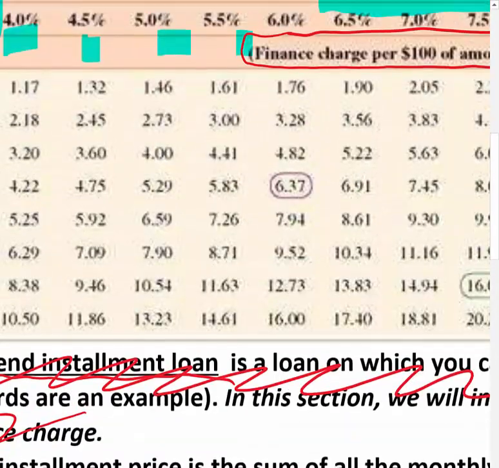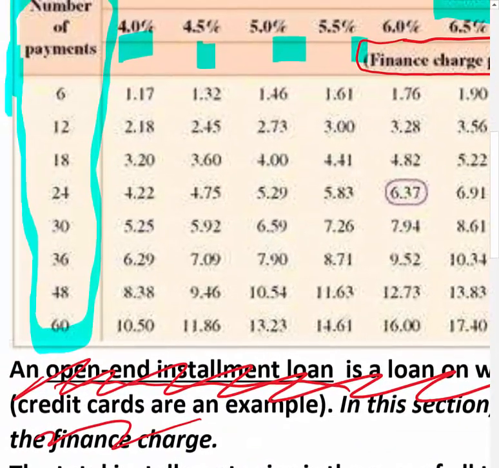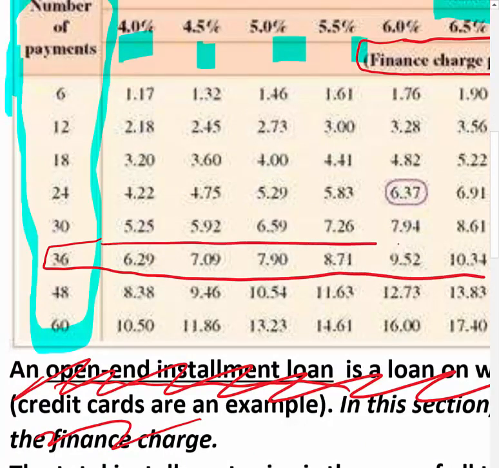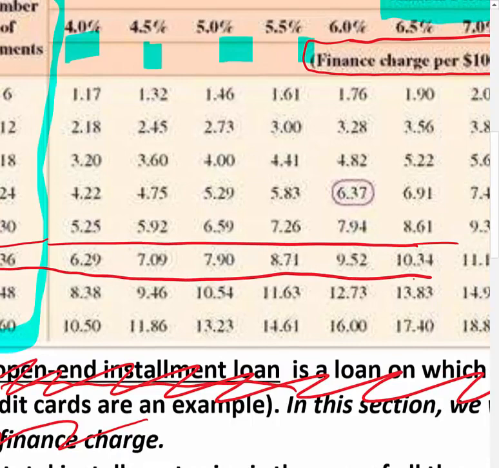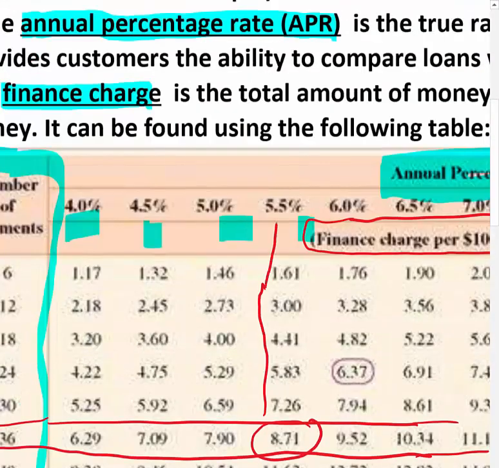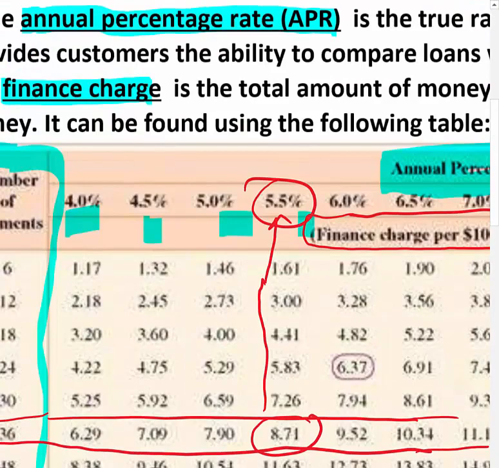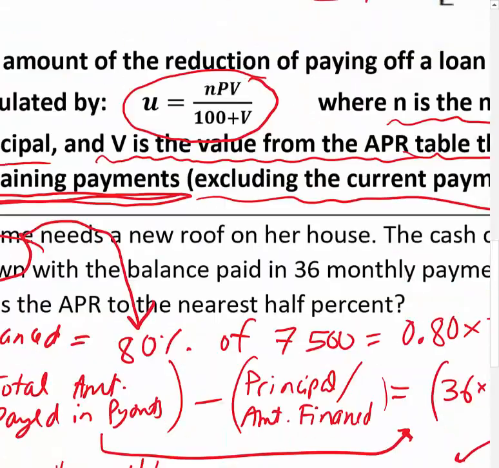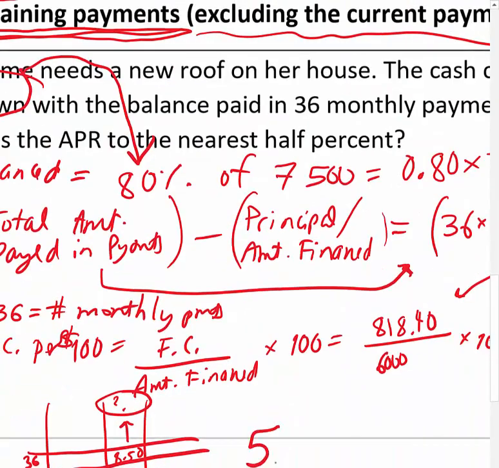Alright, so where is that table here? Okay, here we are. So 36 monthly payments, that's this row. So I'm going to only look at this row. Now I'm going to see which of these values in that row is the closest to 850. I think this one's the closest, huh? 871. So I'll look up and see way up here, what's the APR? There it is. That must be the one we want. 5.5% APR.